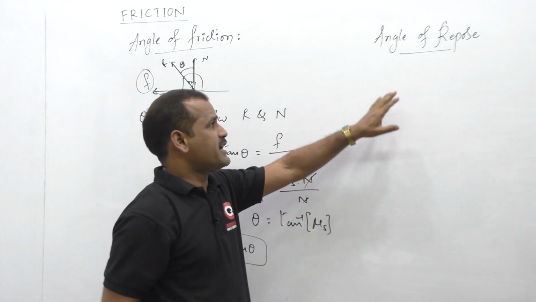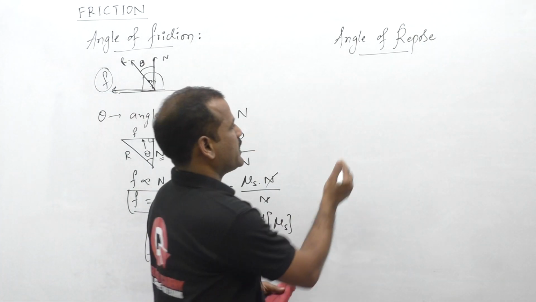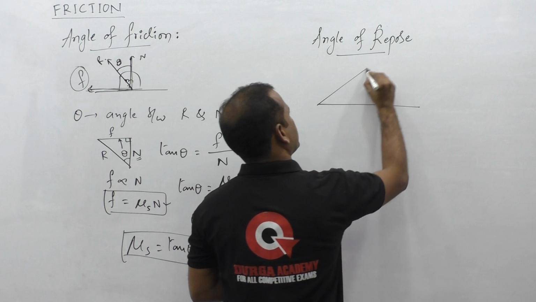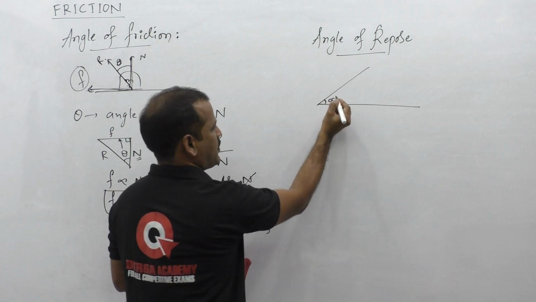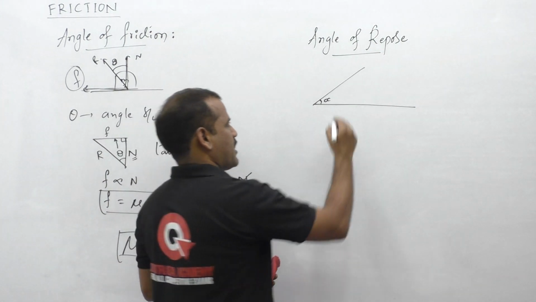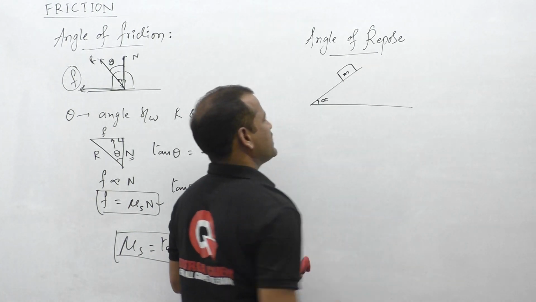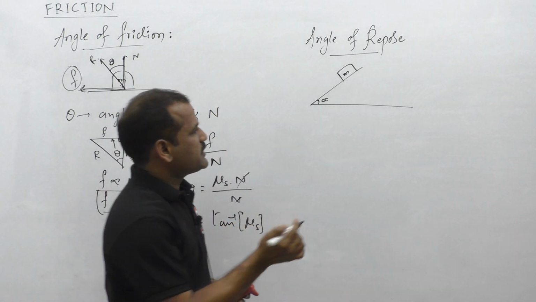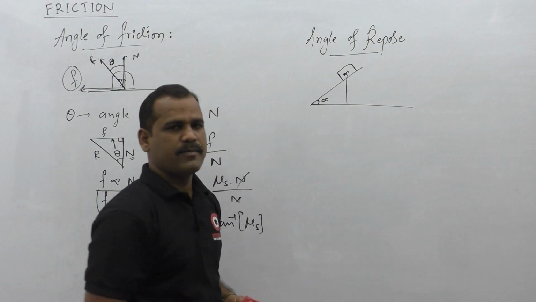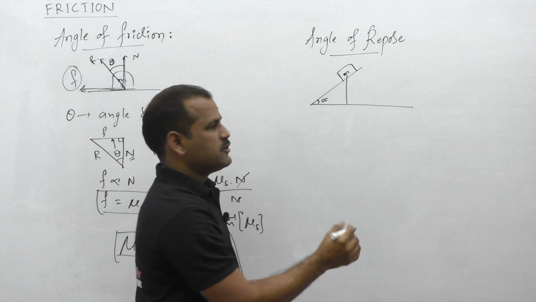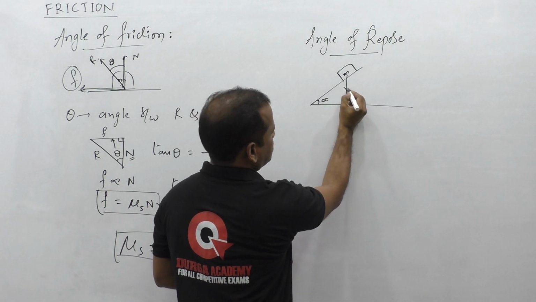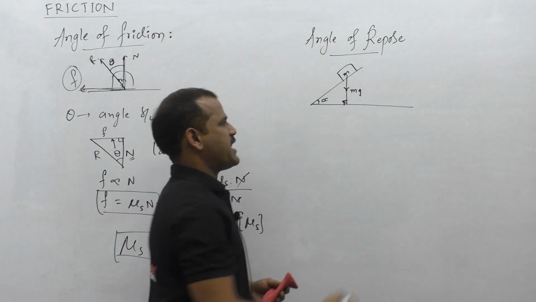Similarly, consider the angle of repose; we see this case in the inclined plane. Let us take a horizontal, and an inclined plane making an angle alpha with the horizontal. Let us keep an object on this inclined plane. First, we know that the weight of this object is always perpendicular to the horizontal. So this is the weight direction, let us take it as mg here.